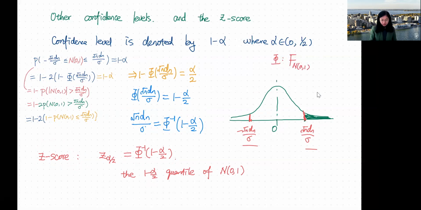Using this z-score notation, we find that dn should be sigma over square root n times the z-score. So if you want the symmetric confidence interval to have a coverage close to 1 minus alpha, then you will want dn to be equal to sigma over root n times the z-score at alpha over 2. So that is what the z-score means.